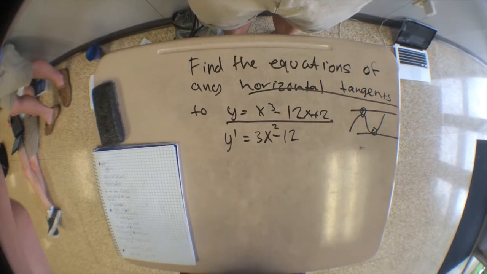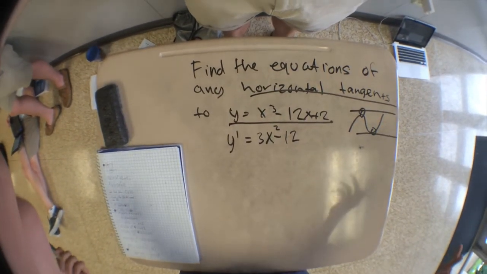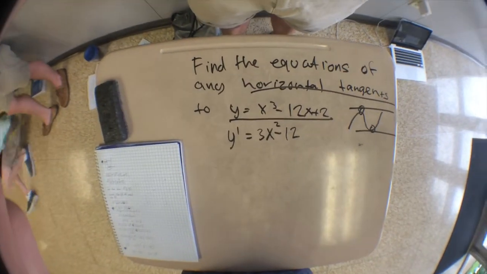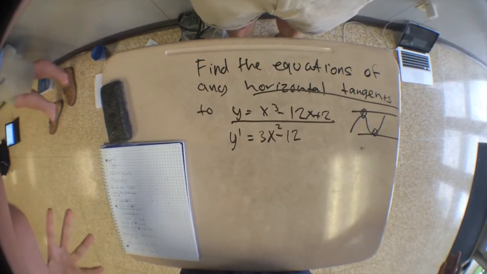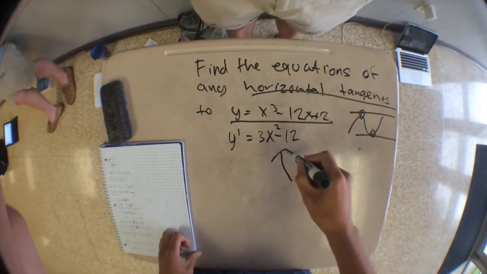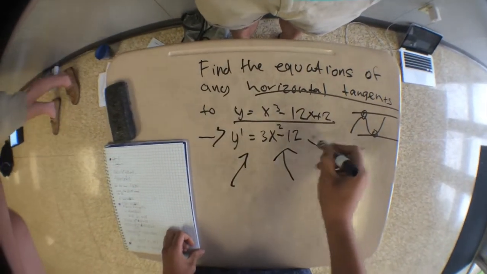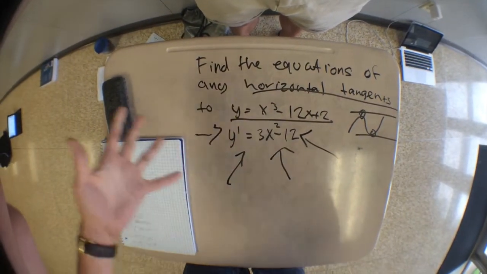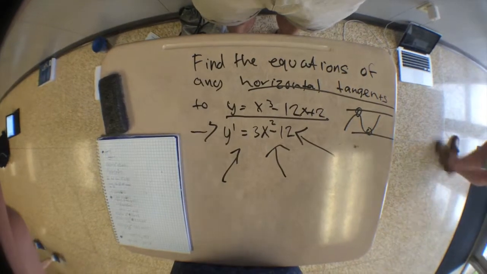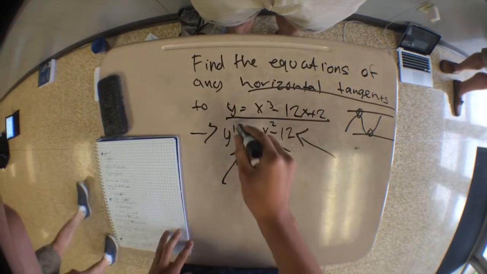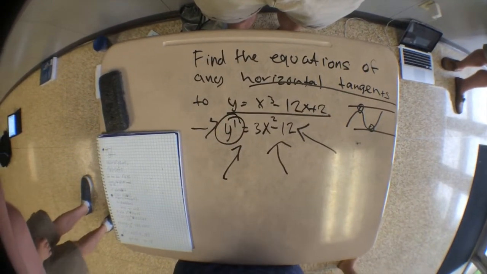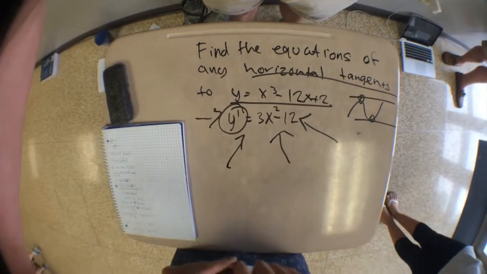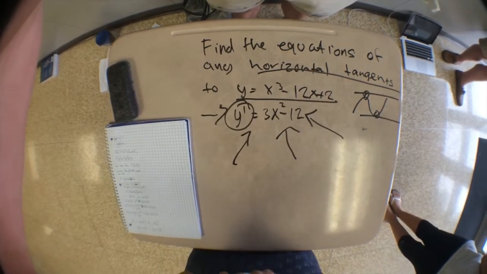Alright. In order to find the horizontal tangents, all you have to do is find the spots where the slope equals 0. And hey, if only we had an equation that gives you the slopes of things. The slopes are found by the derivative. So all we have to do is set this equal to 0, and we will have our x values, which in turn give us our horizontal tangent equations.